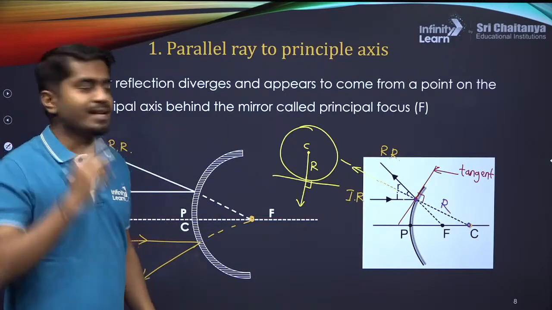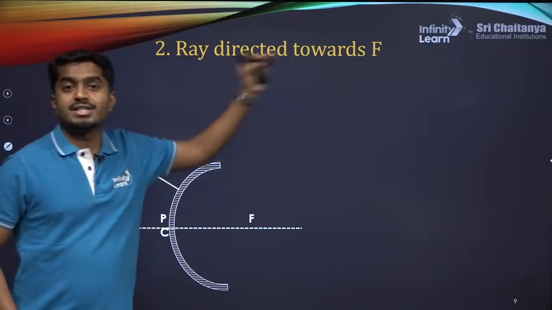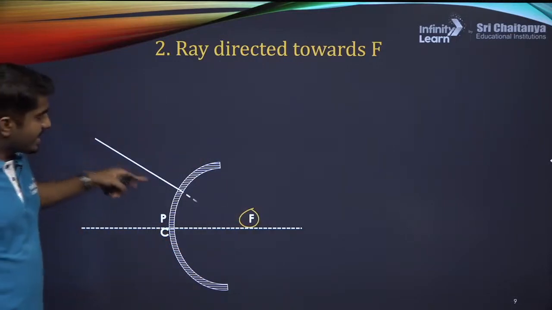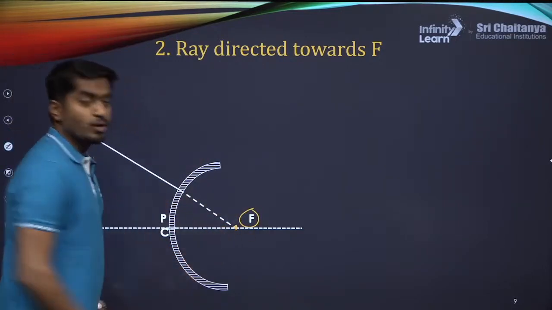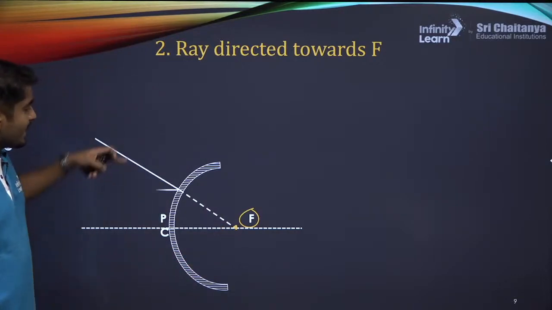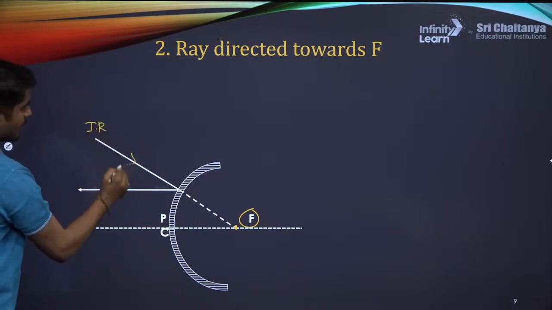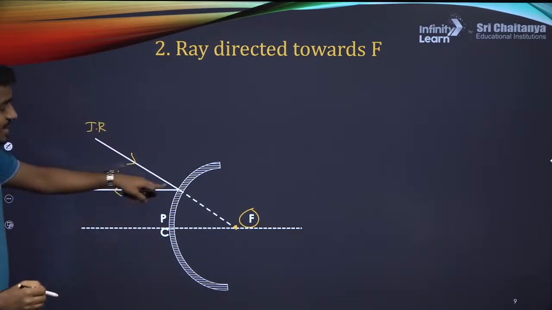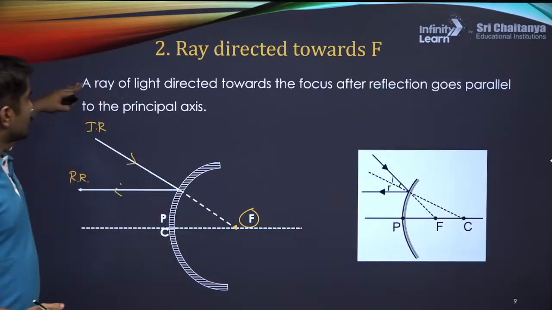Now let's go to the second case. Here, this is the second case. The incident ray is directed towards the focus. This is our focus here. So there is an incident ray which is directed towards the focus, right? Now in this case, what will happen? There is an incident ray and this is the reflected ray. Again, the reflected ray is parallel to the principal axis, right?